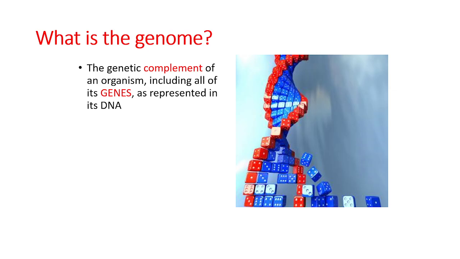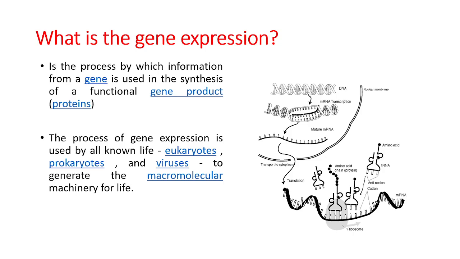Now, a genome is a little different from a gene. It is the complement of an organism, including its genes, that is represented as a genome. A genome is basically a kind of library. This library has different types of DNA in it. So it's a combination library of nucleic acids or DNA.